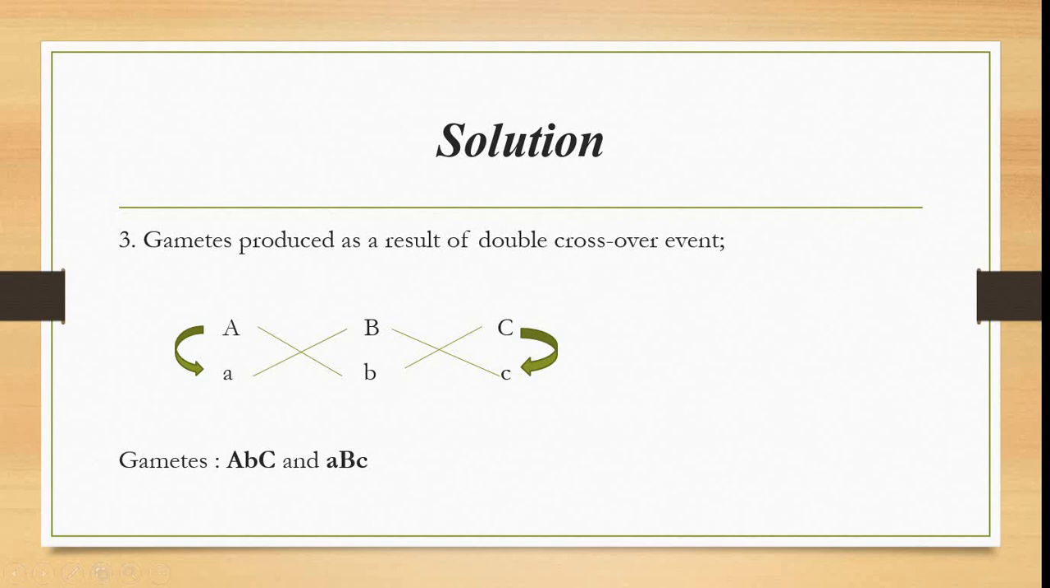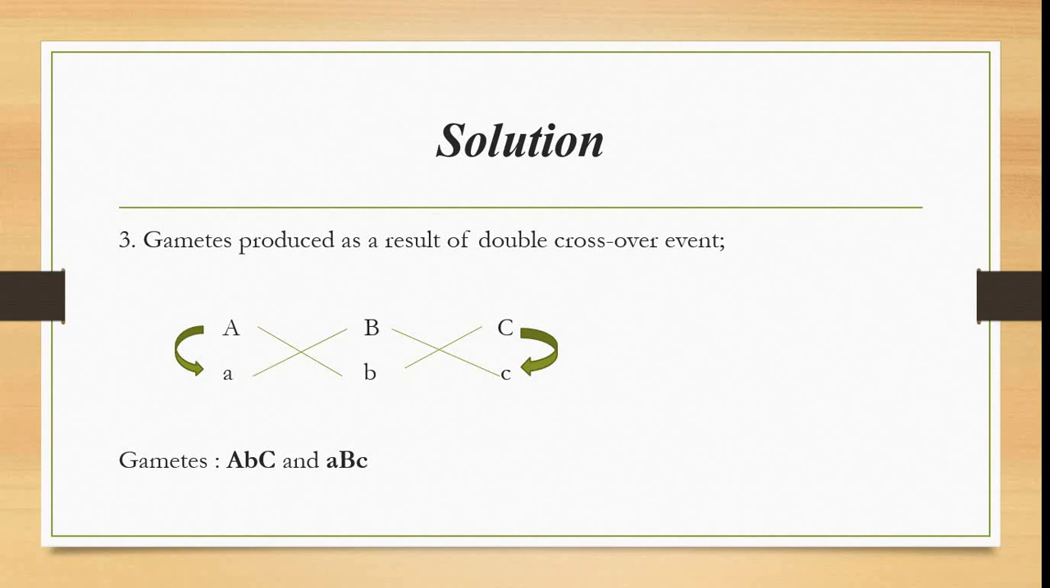If both occur at the same time, it means capital A will come down, small a will go up, and then capital C will come down, small c goes up. So if the small a goes up and the small c also goes up, it forms small a, capital B, small c as one gamete. And then the capital A and the capital C also come down at the same time. It forms capital A, small b, capital C as one gamete.